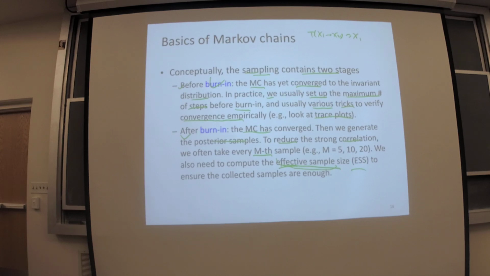So, what's your question? I guess, why is the goal to reduce the correlation? Suppose I want to estimate some statistic, right? It's a function of x. So if I'm collecting a bunch of samples, say x1, x2 to xn, right?